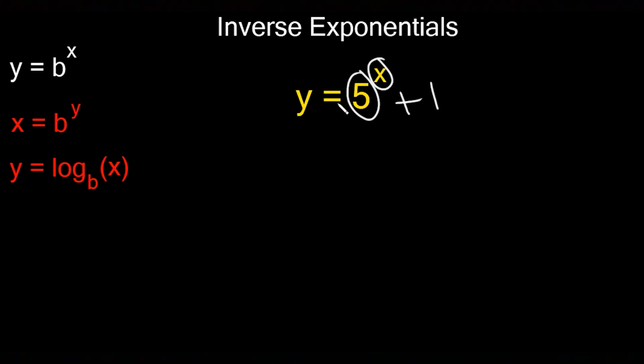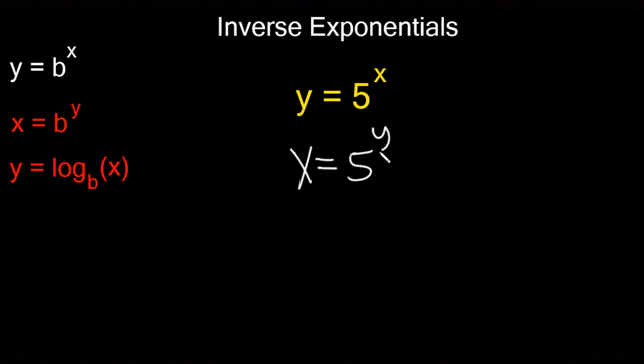So I know that it's completely isolated. All I have to do now is switch the x and the y value. That is taking the inverse, right? When we switch the x and y value. So I'm going to go ahead and do that. That will give me x is equal to 5 to the y power.